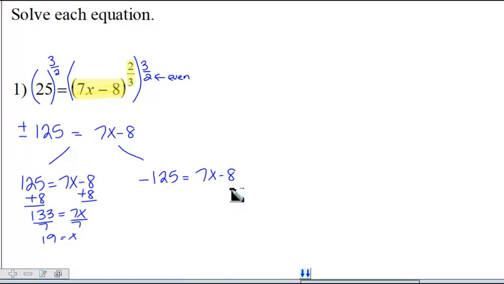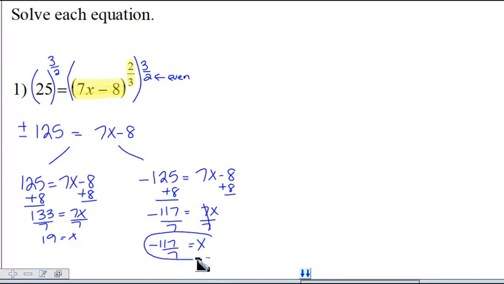That's my first answer. On the second side, I'm going to add 8 to both sides, which gives me negative 117 equal to 7x. And then I'll divide by 7. Since this does not divide evenly and it is reduced as much as it can be, I'm just going to leave it like it is, negative 117 over 7. And so I've got these two answers.